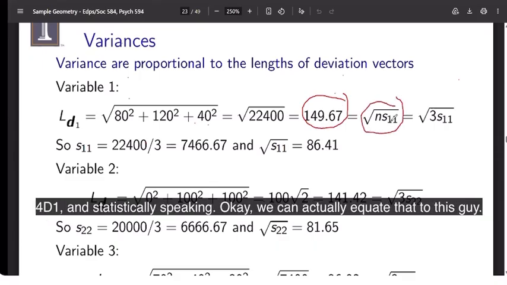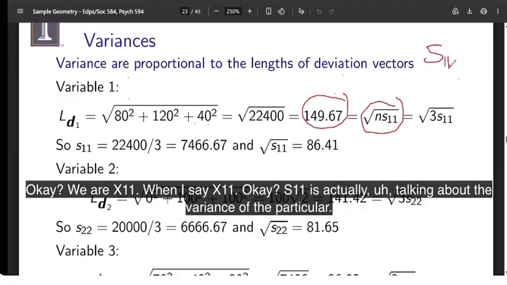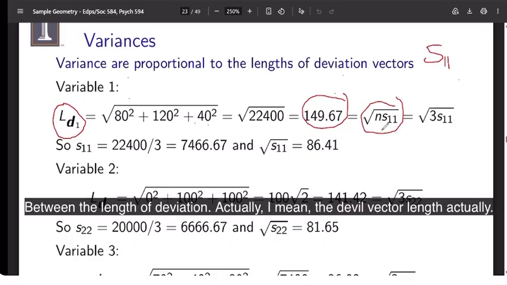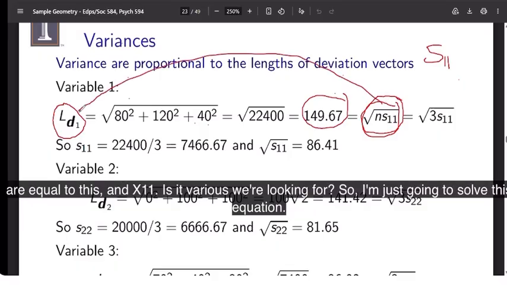When I say x11, x11 is talking about the variance of a particular variable. So what I'm trying to say in essence is that there's a relationship between the length of the deviation vector and this expression, and x11 is the variance we're looking for. I'm just going to solve this equation. Of course, I know my n is equal to 3. I'm only going to solve this, then I'll be able to get my x11.